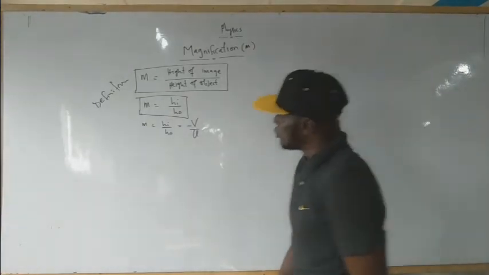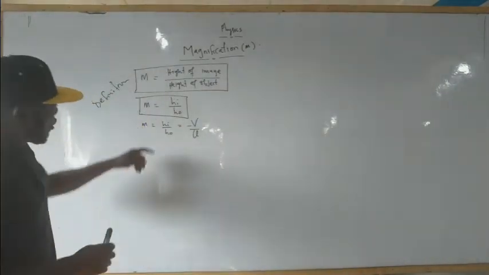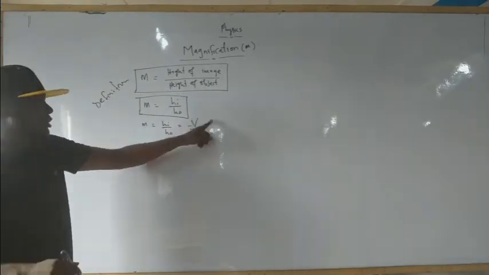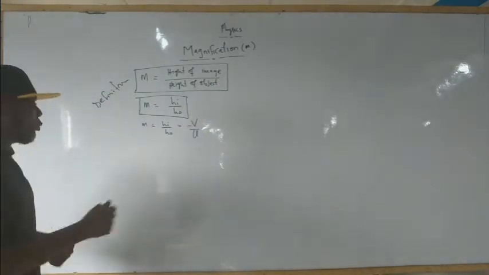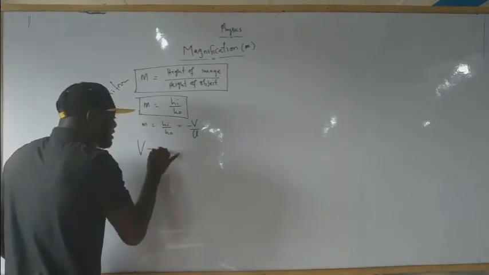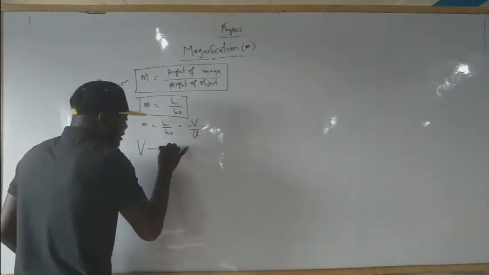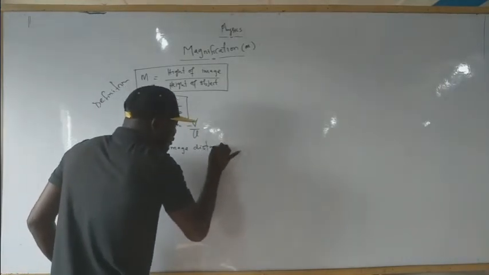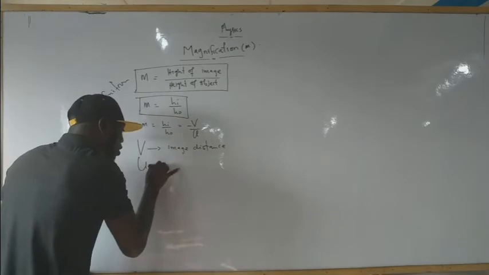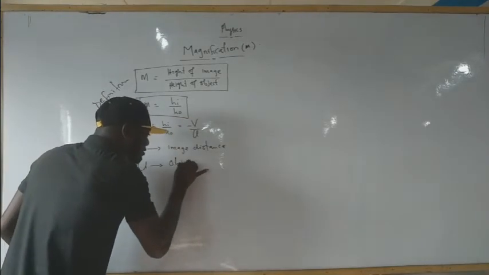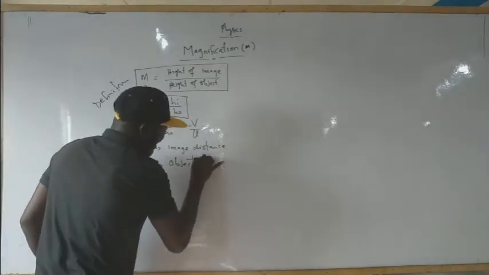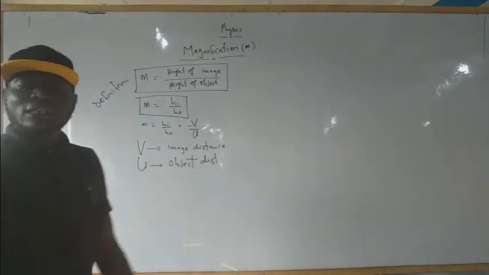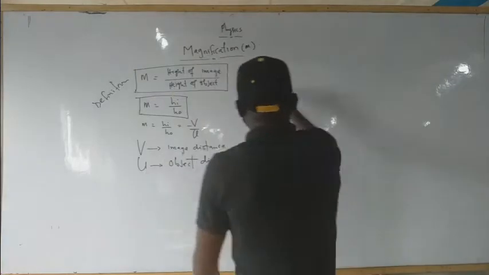That is, magnification equals HI over HO equals minus V over U, where V is the image distance and U is the object distance. That's the distance of the object and the distance of the image.